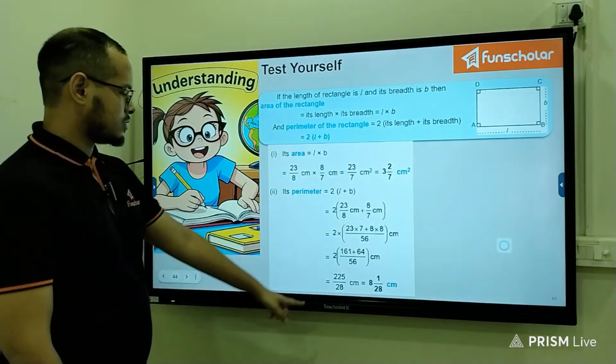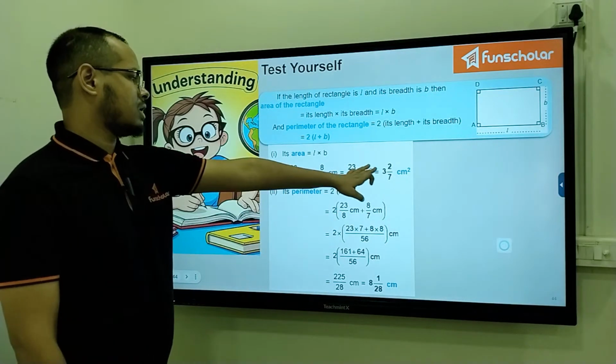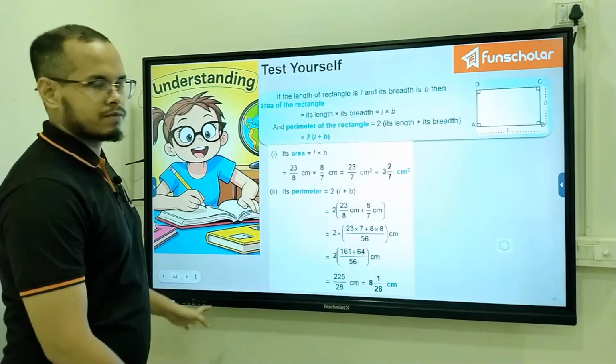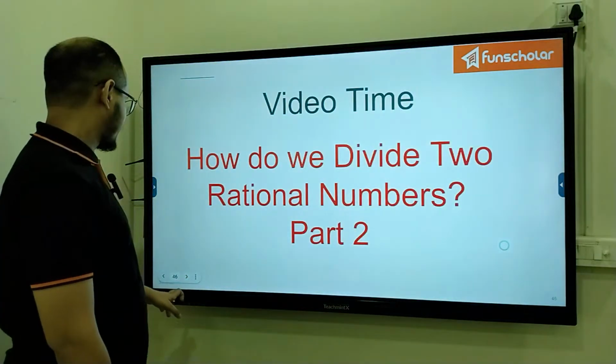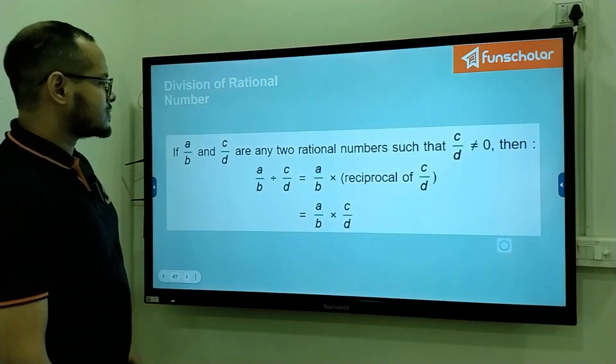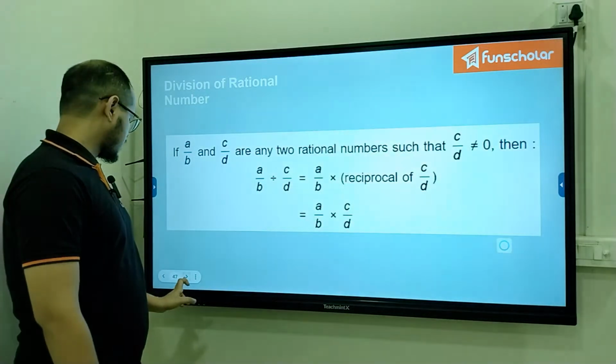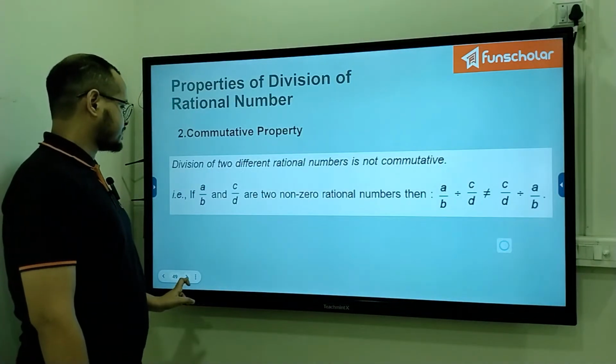Okay, so 2 to 5 by 28 and 23 by 7. I've not converted into the mixed fraction. You can do it. So now comes the last thing, that is division. Let's head straight to the sums.